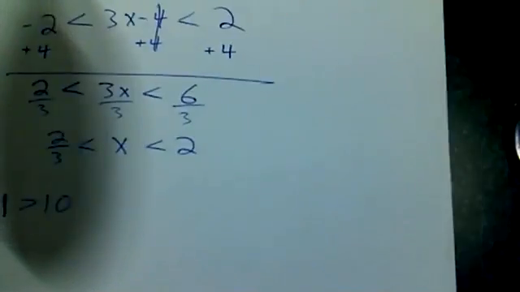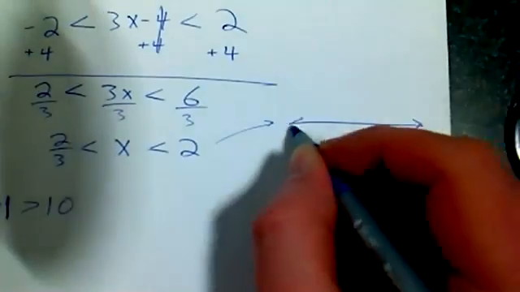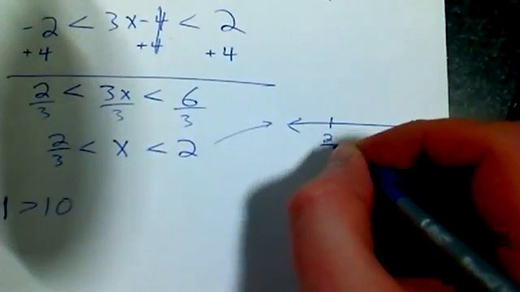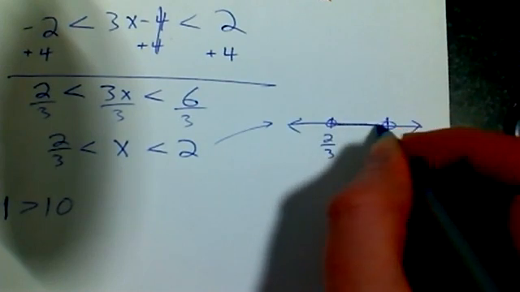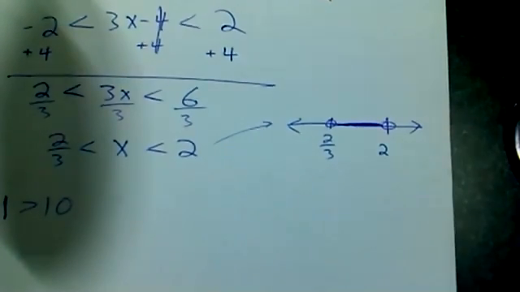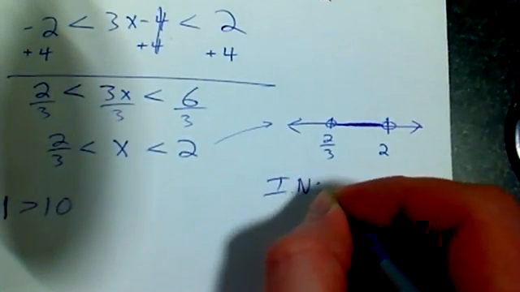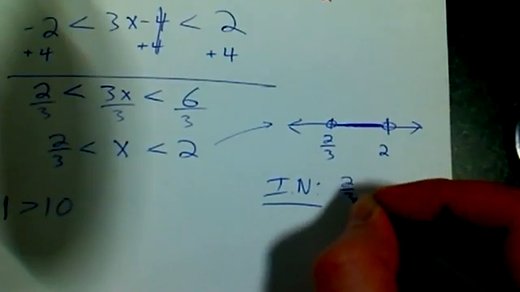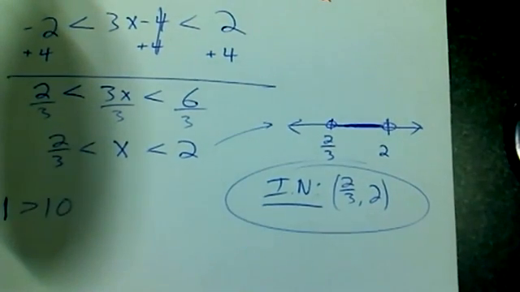Now I can do my actual graph for x. I know it's going to start at 2/3 and go to 2, and I'll use open circles. So right here. And in interval notation, my answer is going to look like this: 2/3 to 2, not including. So that's what that'll end up looking like. Okay. Let's look at B here.